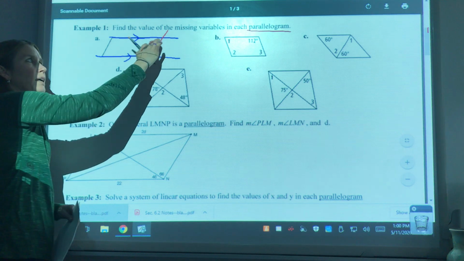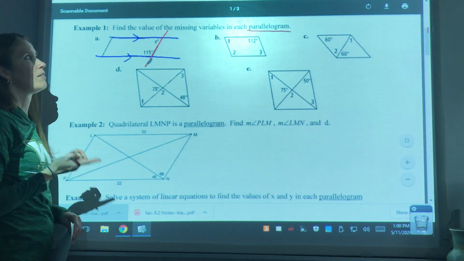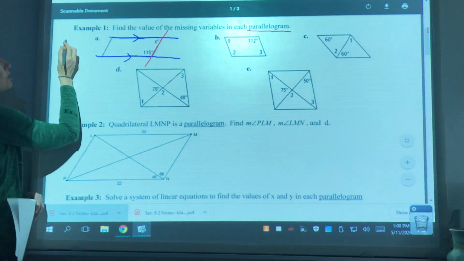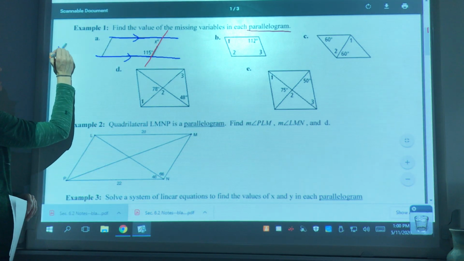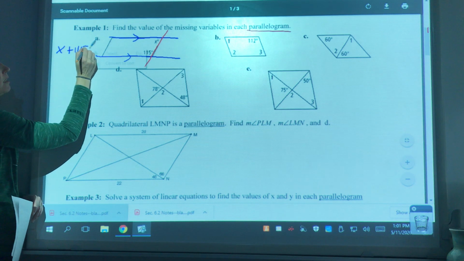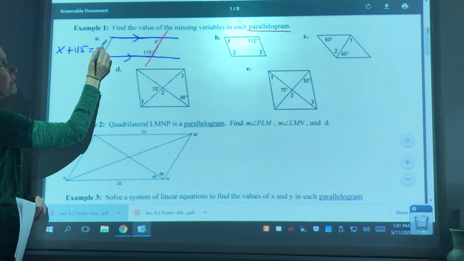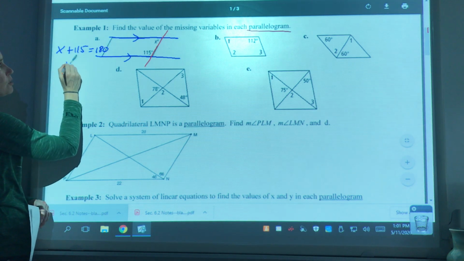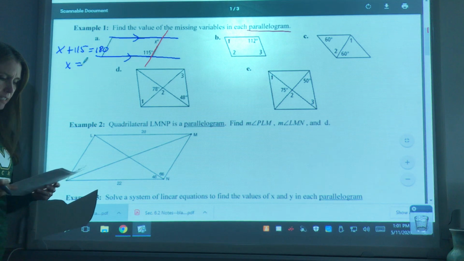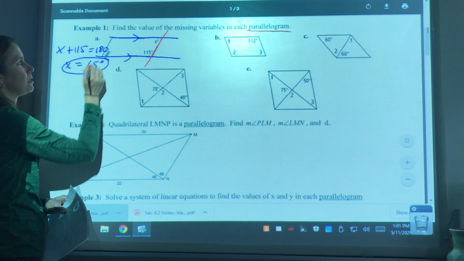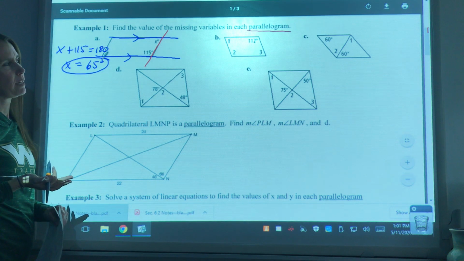So I have to think, what do I know about those two angles? We just said consecutive angles are supplementary, which means they add up to 180. So I can just do the fact that x plus 115 is equal to 180. And so if I want to solve for x, I know that I can just subtract 115 from both sides, and that gives me 65 degrees. Okay, so not too bad there.